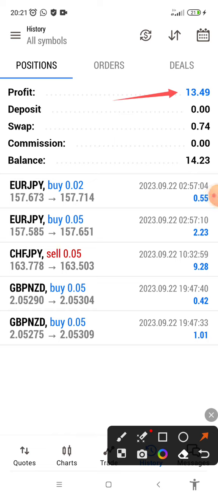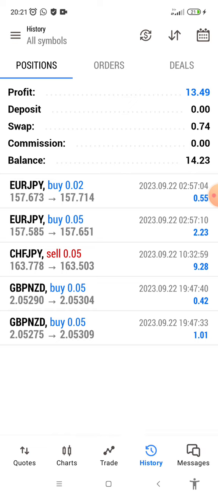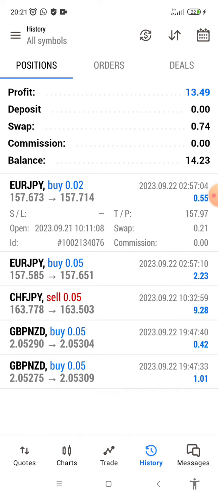$13. Now if you look at today, you see something. Look at swap. You see that the swap is positive. Today's trade, there were some trades that I took yesterday, which were Euro USD. So now let's check. If I try to expand the Euro USD trades, all you need to do is to click, it will open up.